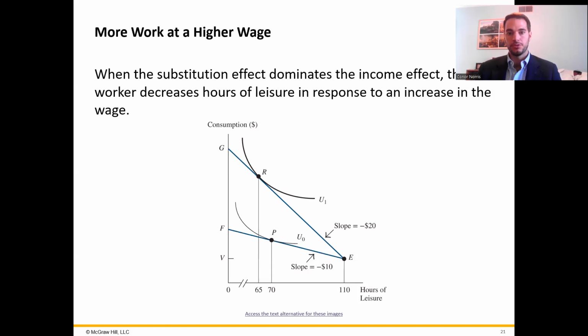So for this individual, the extra consumption that they can afford is so much more valuable to them that they give up the potential leisure. Before, they gave up $10 every time they took off an hour of leisure on this line, because the slope is $10 per hour. But now, with this new higher wage, you have to give up $20 for each hour of leisure. And for this worker, it's just not worth it.